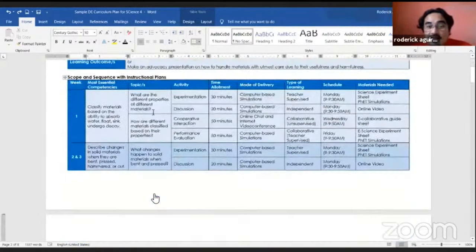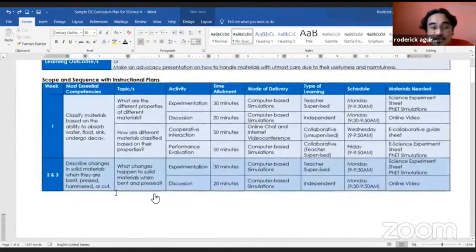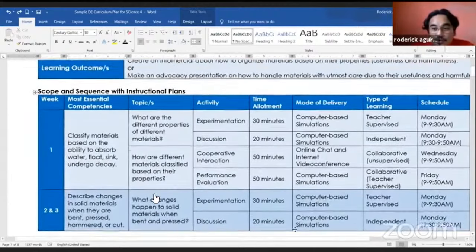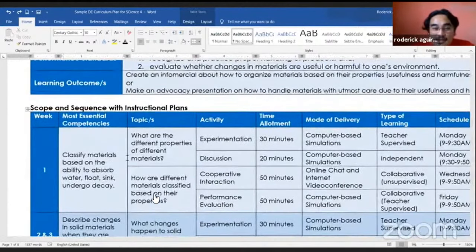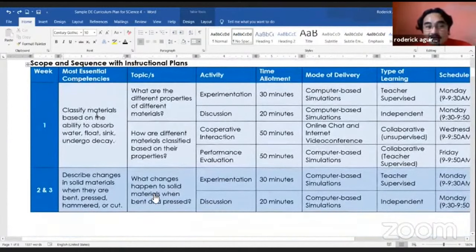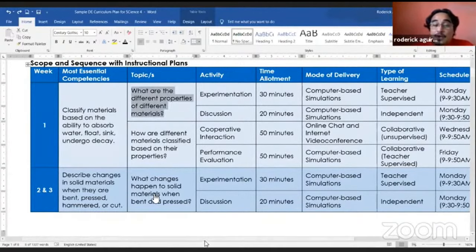Now on this third column, I have here topics. And again, ako po kasi pag nag-develop ng materials, palagi po akong question format. So I'll just enlarge it, for those with difficulty seeing small letters. Yung classify materials po na learning competency 1 as my first module is subdivided into topics which are in question format. What are the different properties of different materials? How are different materials classified based on their properties?